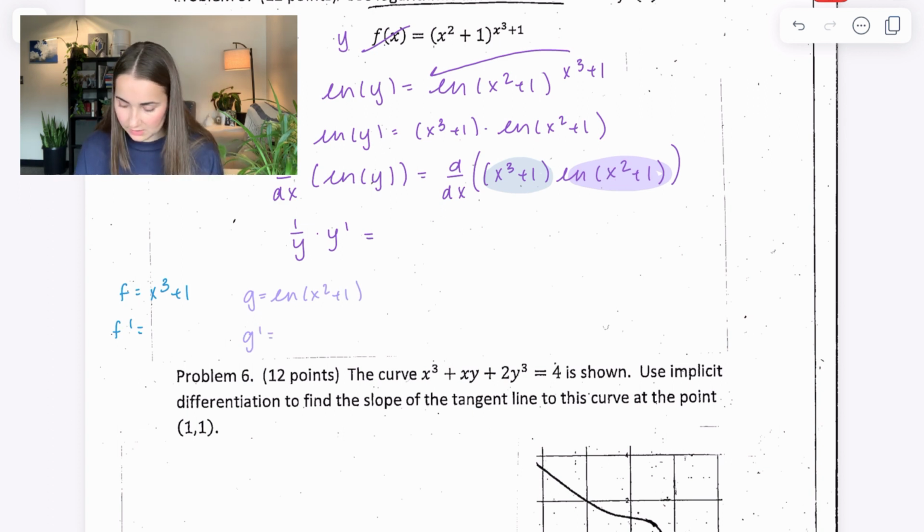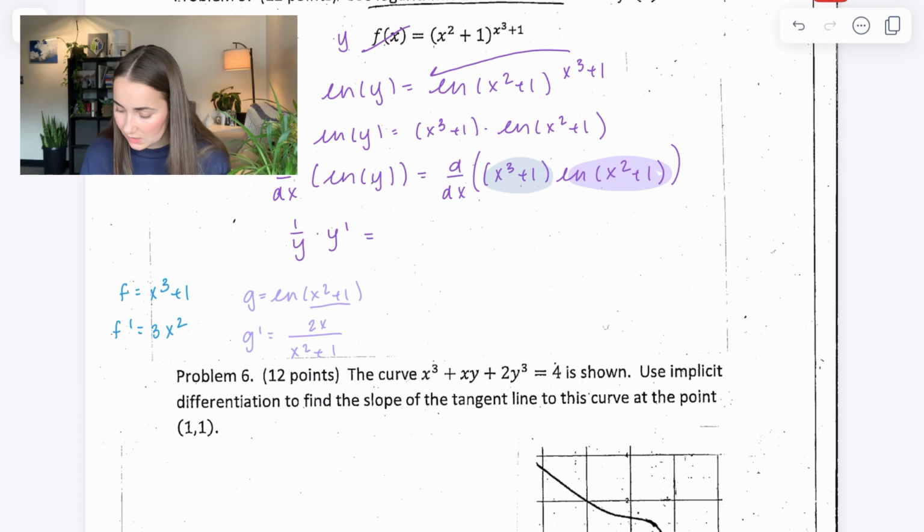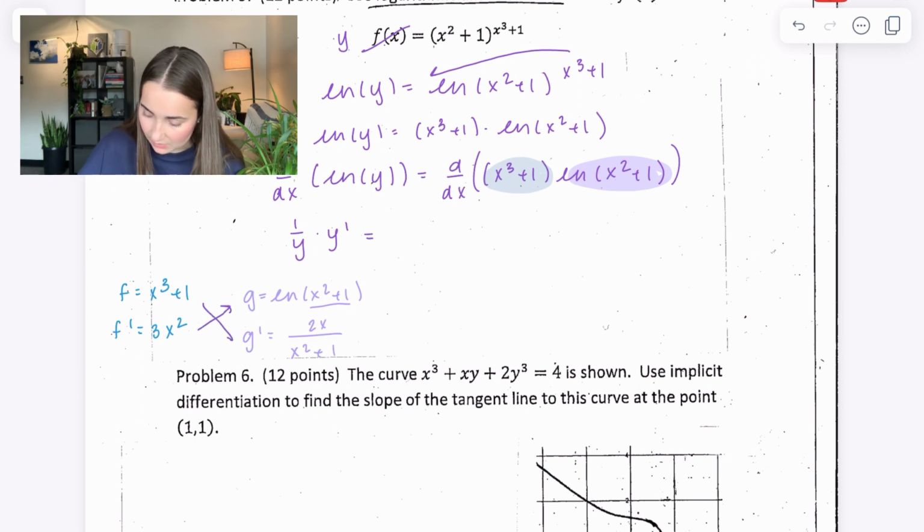Okay, let's go ahead and calculate these derivatives. So first, f prime is equal to 3x squared. And now g prime is going to be, so the derivative of the inside is going to go in the numerator, and that becomes 2x. And in the denominator, just whatever was on the inside, so x squared plus 1. So now that we have these multiplied out, we can go ahead and do the cross multiplication and add them together.